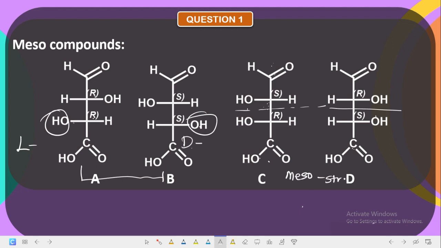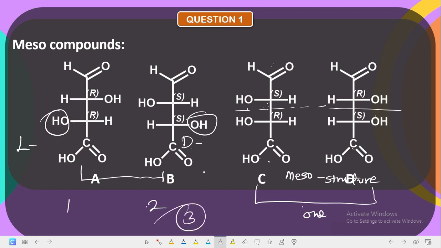So in total now, how many structures does this compound have? If these two are combined as one, it means this one is 1, this is 2, plus this other one is how many? 3. Means that this compound has 3 structures, instead of the normal 4, because these two are considered as one because they have a plane of symmetry running through them. Is that understood now?